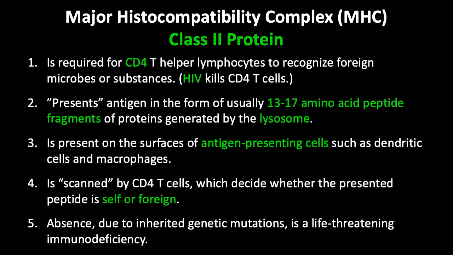Whereas class 1 MHC is expressed on all cells in the body, class 2 is expressed mostly on specialized antigen-presenting cells, such as dendritic cells and macrophages. Rare individuals are unable to make MHC class 2 due to a genetic defect. This is a life-threatening immunodeficiency. More information about deficiencies in MHC, both classes 1 and 2, is linked below the video.